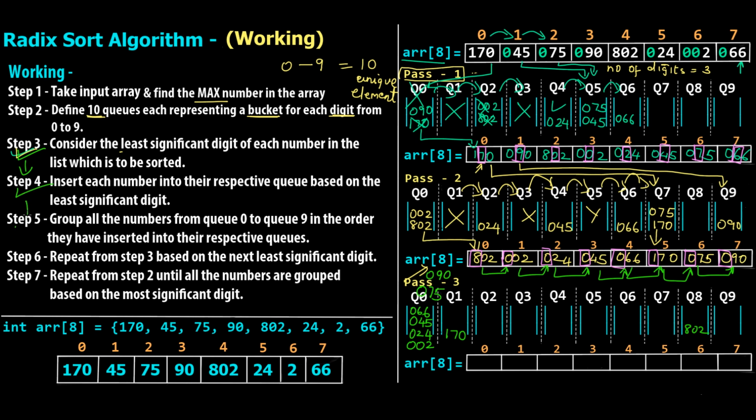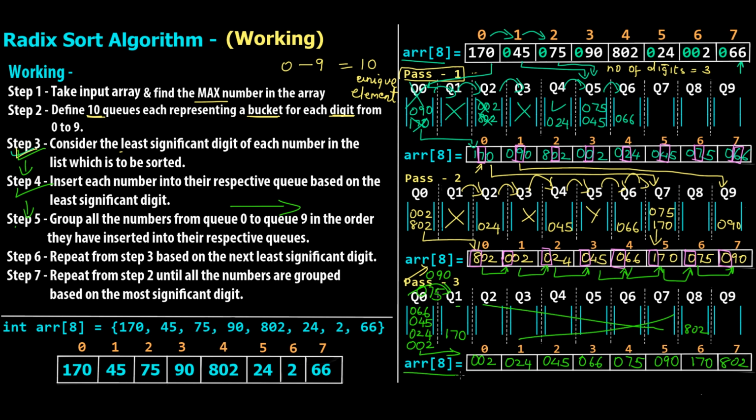Step 4 is done. Moving on to step 5, which is group all the numbers from Q0 to Q9 in that particular order that they have been inserted, starting from 0 to 9, that is Q0 to Q9. And so 002 comes over here, that comes out first. Again 024, then we have 045, then we have 066, we have 075, and lastly we have 090. So this is in Q0. Then we move on to Q1, we only have one value, 170, and lastly we have only one value in Q8, that is 802. Between all the Qs are empty, we have nothing over here.